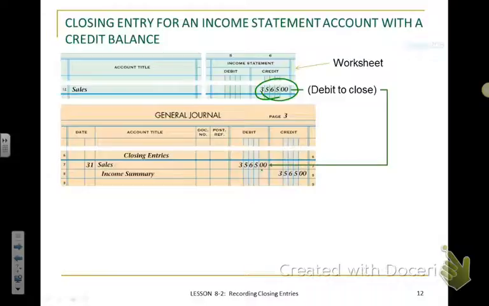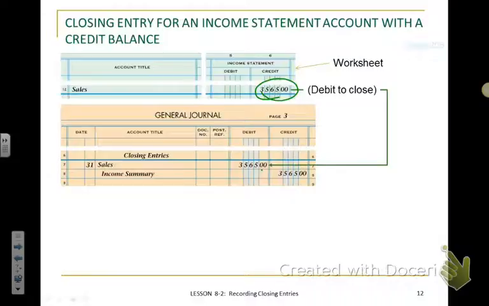All right. Now we're going to close our income summary. If you notice here, this is the total for all of our expenses from the other page, and this is the sales. The difference between the two is that we have a net income. So if it's in this net income column, we're going to close the income summary by debiting it, and then we're going to credit our owner's capital.